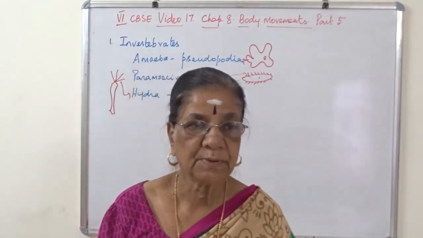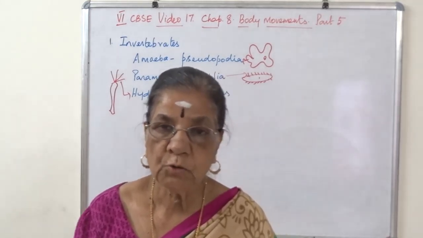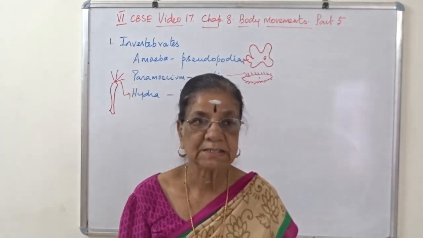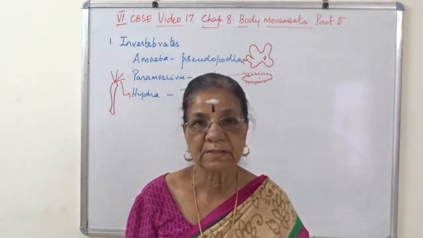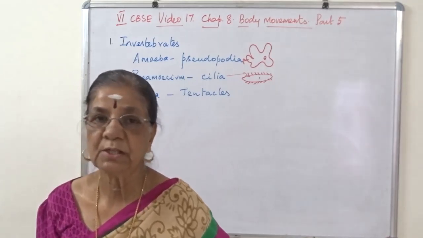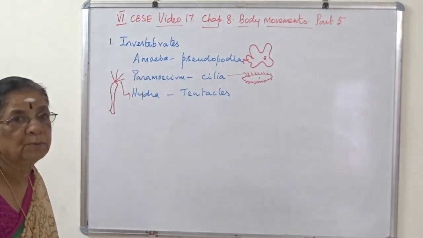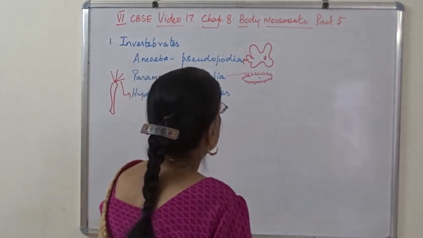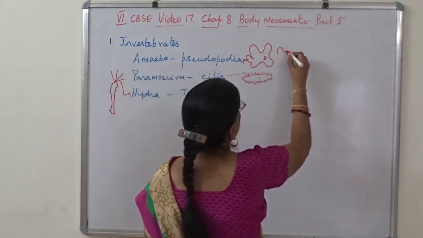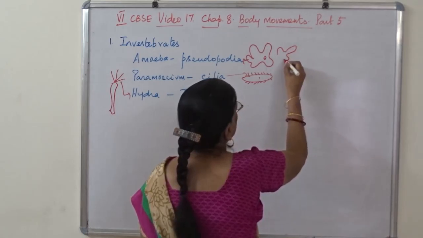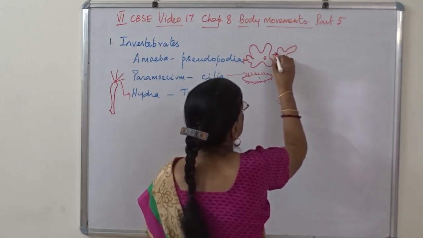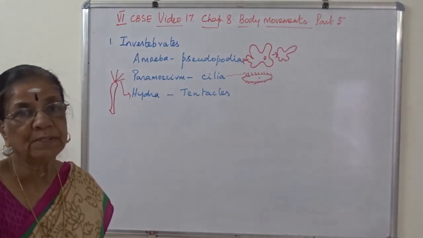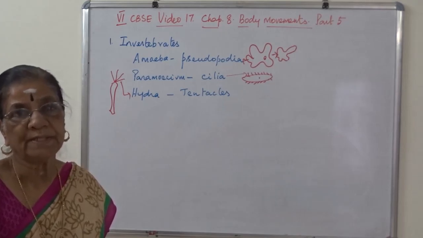Now we have seen invertebrates. For example, amoeba, the lowermost protozoan, a primitive animal formed of a single cell. So it is a unicellular organism. Now this is amoeba moving with the help of pseudopodia. When amoeba moves in this direction, it puts forth the pseudopodia like this, and then it changes. By putting forth the pseudopodia, amoeba moves from place to place, but it is a very slow movement.